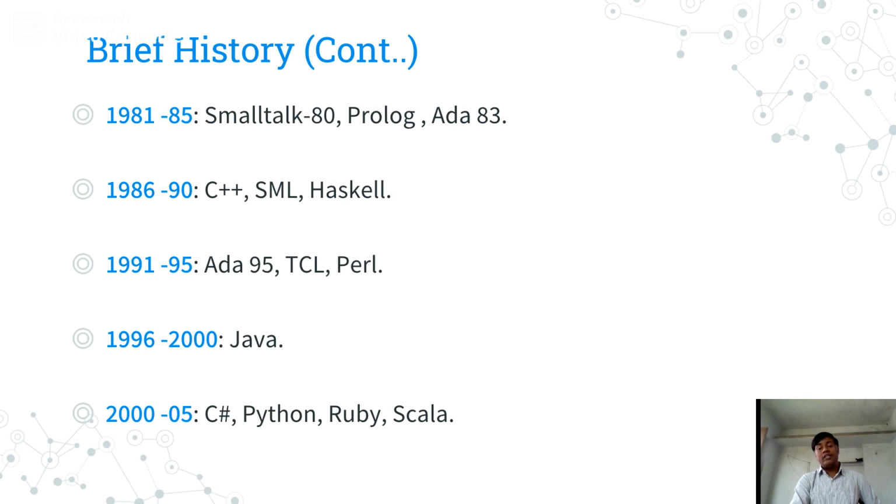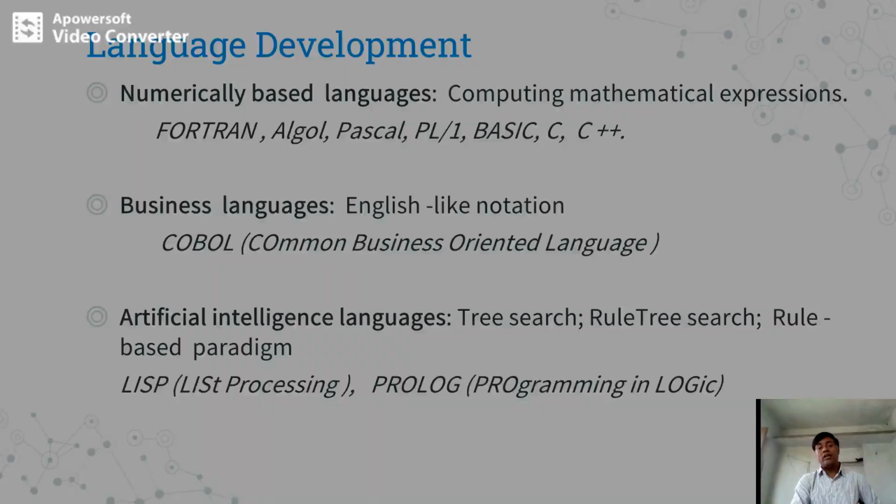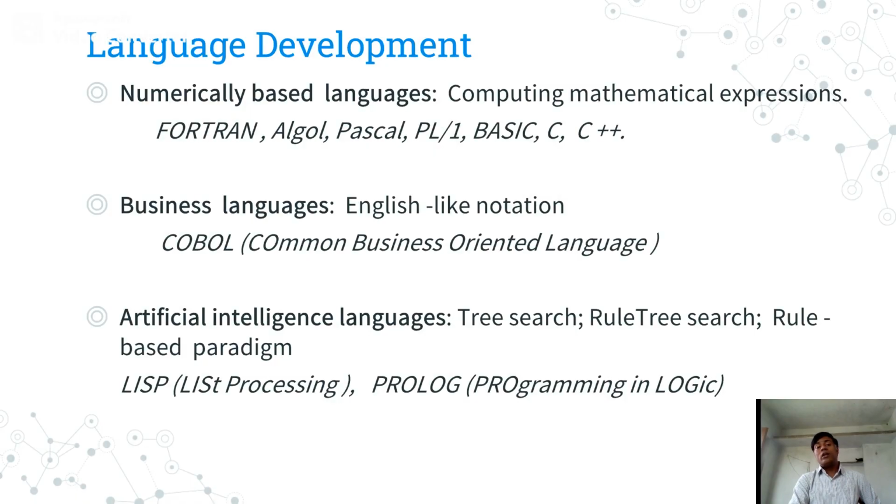In 1991 to 95, ADA 95, TCL, Perl. And during 1996 to 2000, Java came into the picture. And between 2000 to 2005, C Sharp, Python, Ruby, Scala, these are the languages that came into the picture.